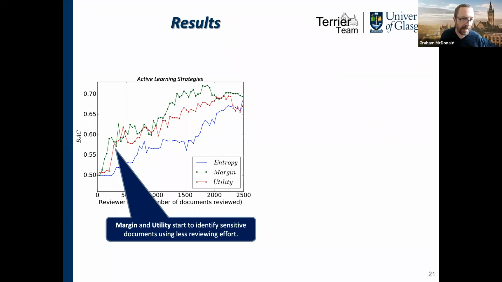We tried three different well-known active learning strategies from the literature: entropy, margin, and utility. We found that margin and utility start to identify sensitivities with less reviewing effort, and margin performs best overall. Here we're seeing that at around 1,500 documents, the classifier is reaching its most effective performance.